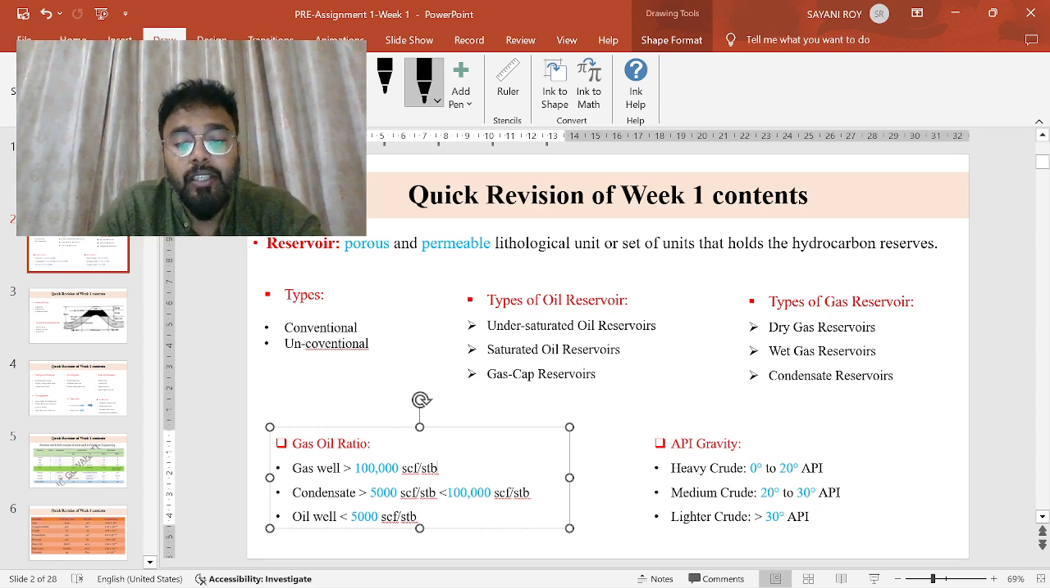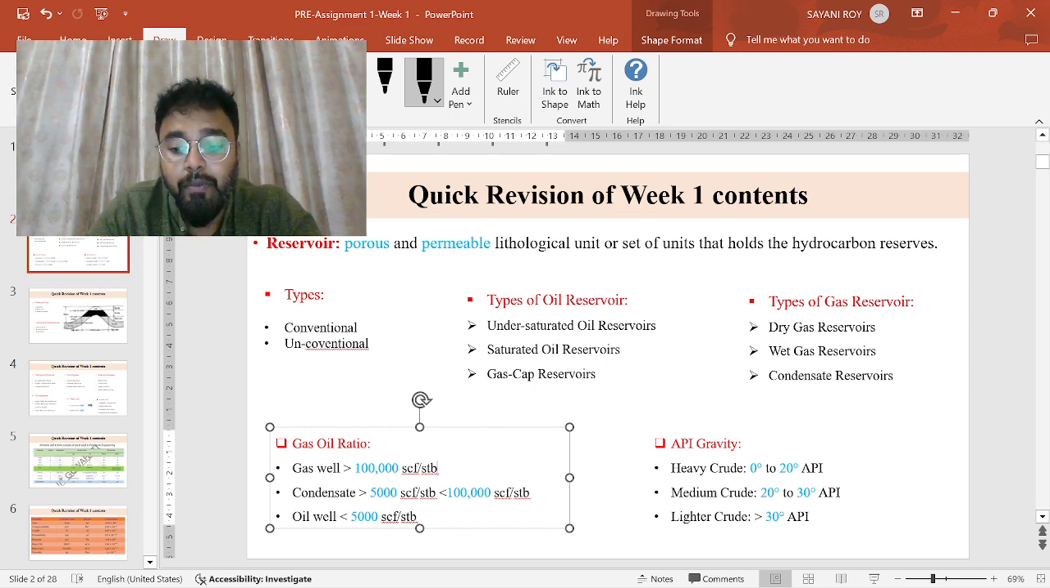API gravity is a term used in the petroleum industry to define how heavy or light our crude is. When our crude is very heavy, the API ranges from 0 to 20 degree API. When the crude is in the medium range, the API ranges from 20 to 30 degrees, sometimes 35 degree API. And when the crude is on the lighter end, the API ranges above 30 degree API; it can be 45 to 50 degree API for very light crude oil.